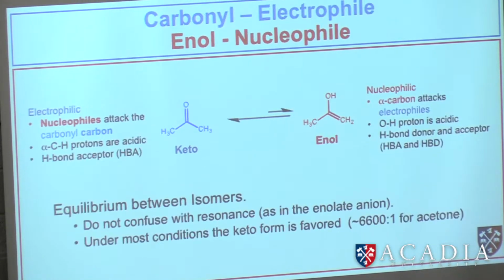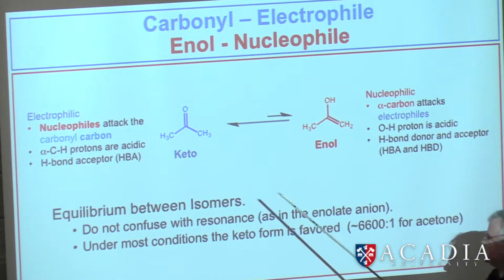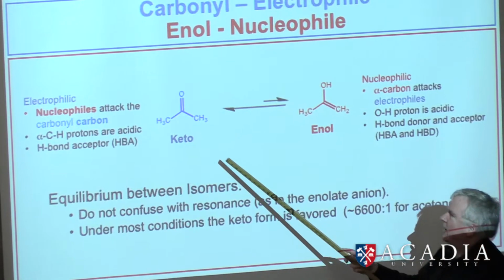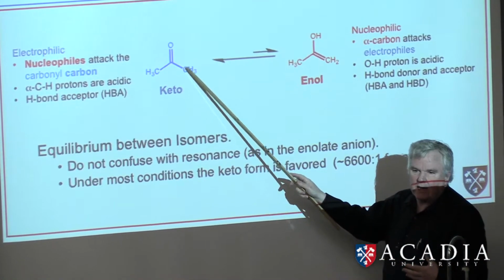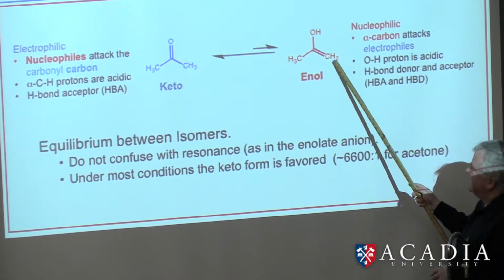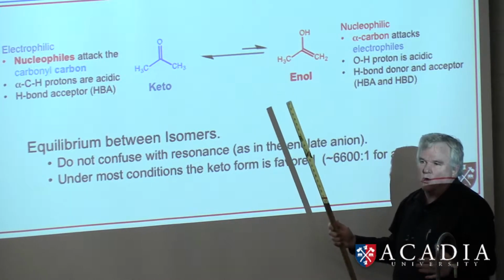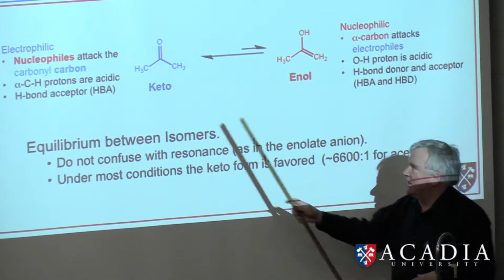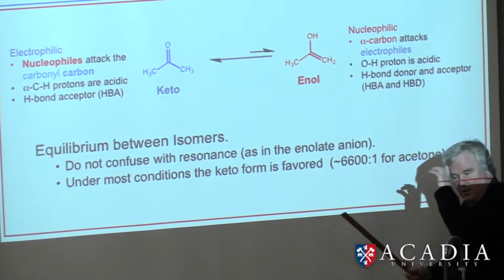Last chapter we talked about this keto-enol equilibrium, and we talked about the fact that quite often ketones are decent electrophiles, and this enol is a nucleophile. So even ketones have this dual character. They can isomerize to these enols. This is going to be an electrophile. This is going to be a nucleophile.